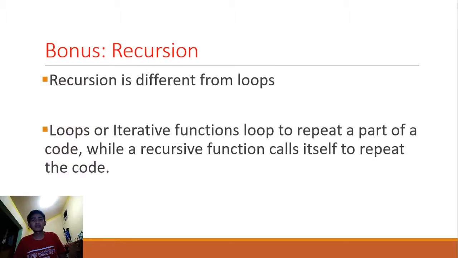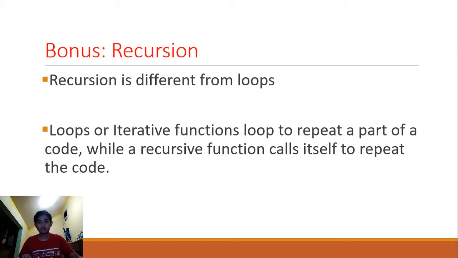Now we're going to talk about recursion. Recursions are different from loops. Loops are iterative: they repeat a part of the code, while a recursive function calls itself to repeat the code. What does that mean? If you look at a recursive function, you're going to see that inside its code segment, it calls itself. While in a loop, as you saw earlier, that does not happen. You don't call yourself because you use loops. But in a recursive function, that is what happens.